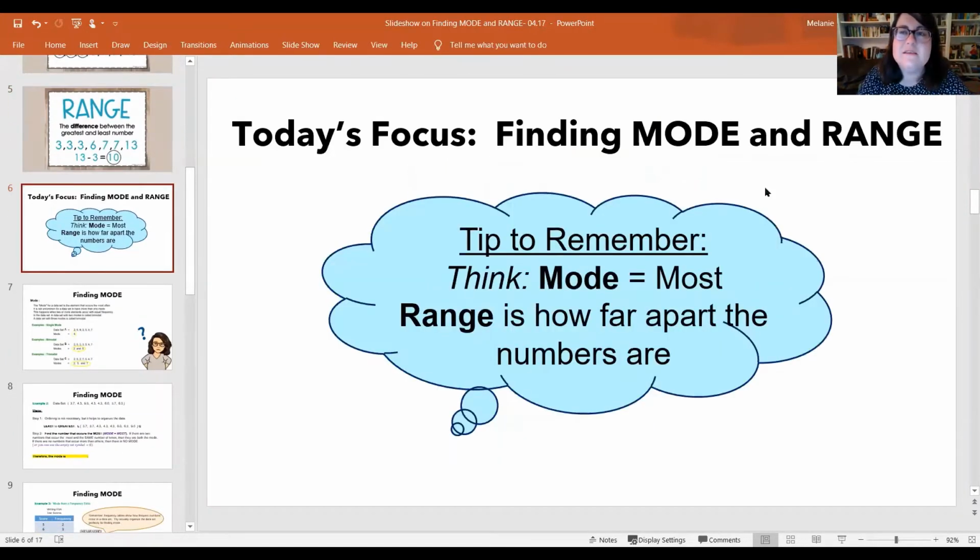All right, so today's focus is on mode and on range. Tips I want to share with you: mode equals most. So mode, most, think about how it sounds. And then range is how far apart the numbers are on the number line. Think about how wide that spread is from the greatest to the least. It's the distance away on the number line. That's what the range is, okay?